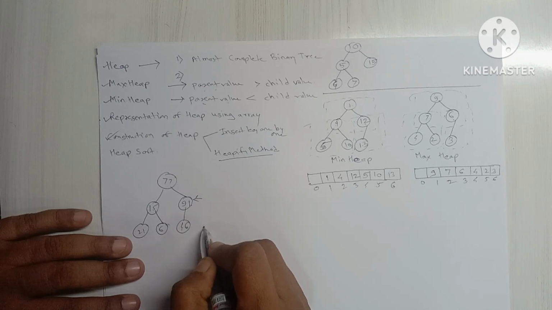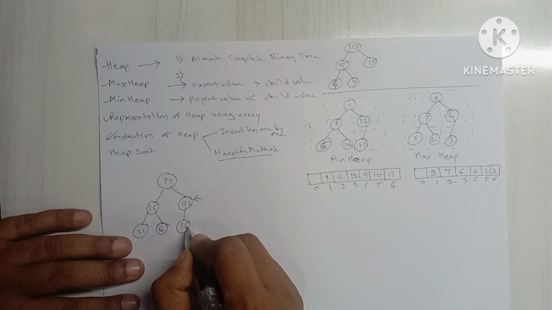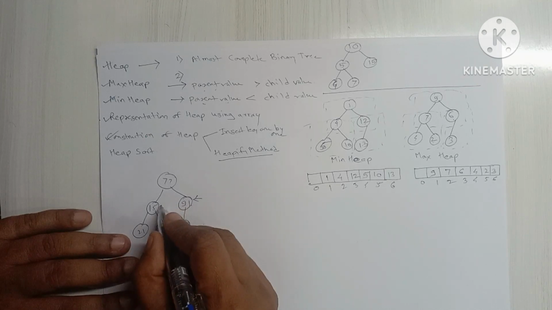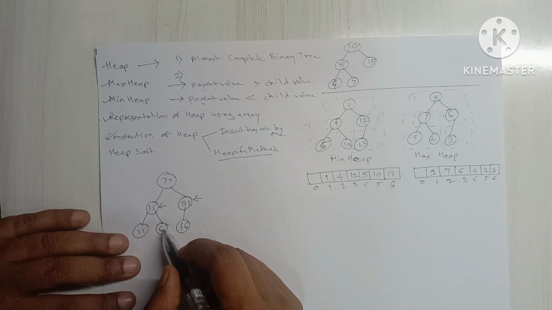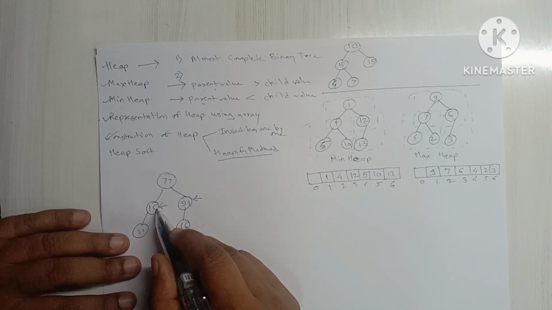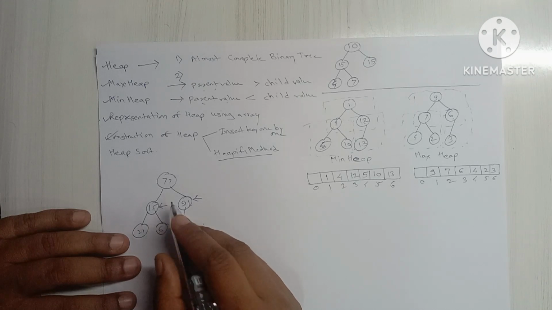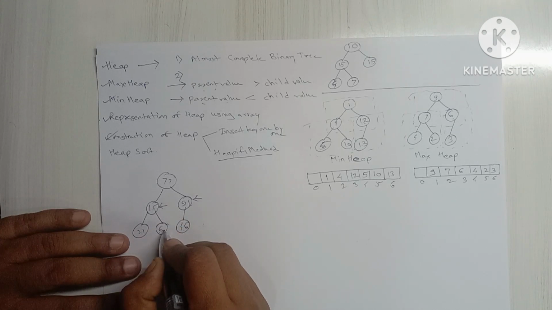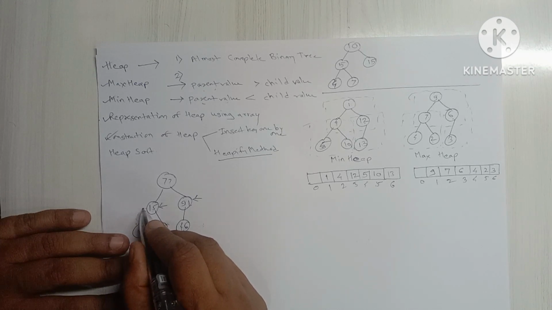After comparing, 91 we need to compare with 46. Parent value is greater than its children's value, so no need to swap. Next element is 15. Check whether the parent value is greater than its children or not. In this case, the parent value is less than its children's, so we need to swap. Which element do we need to swap with? Which one is the greater, either right or left? The left one is the greater, so we need to swap it.